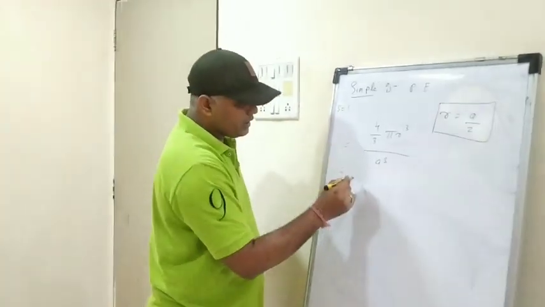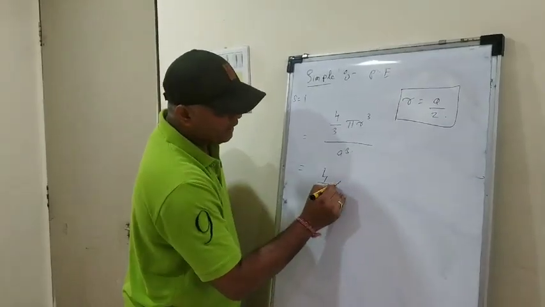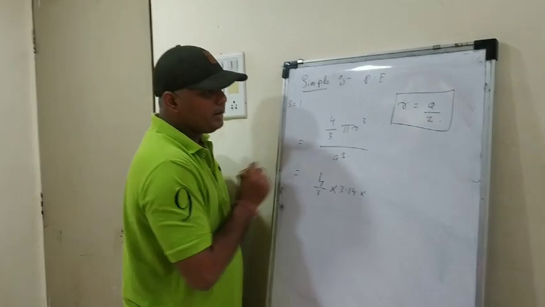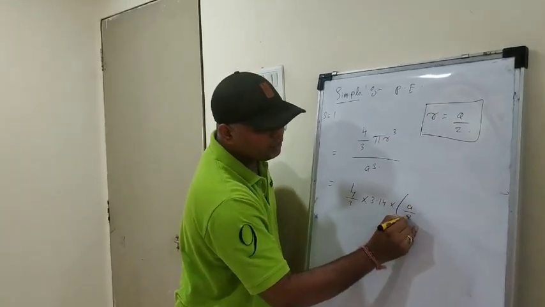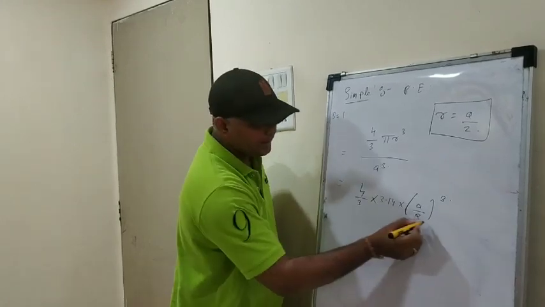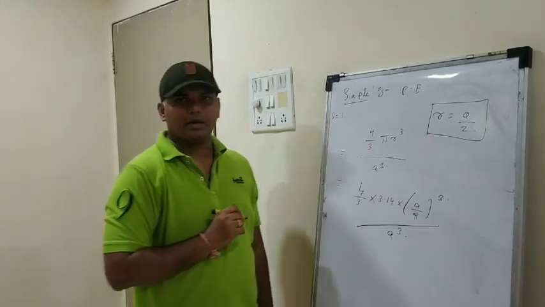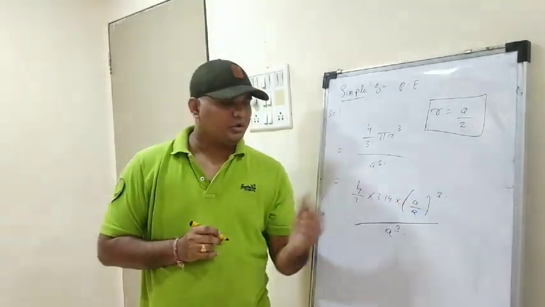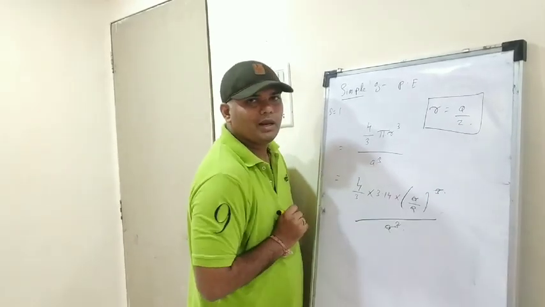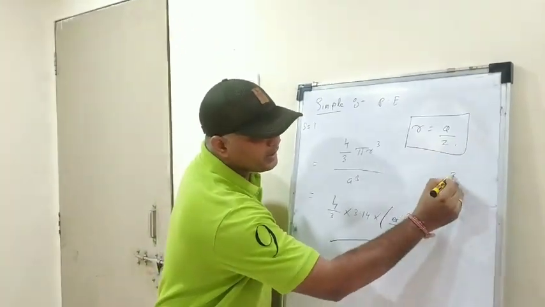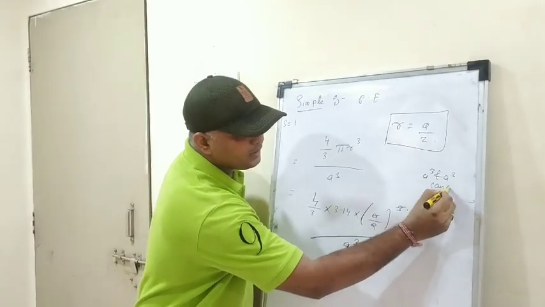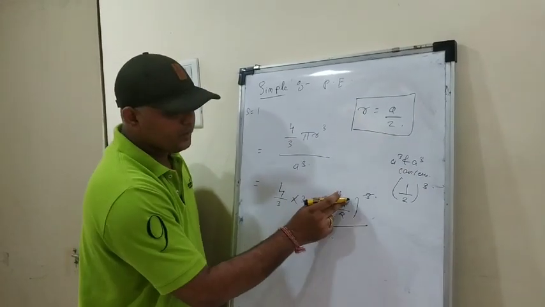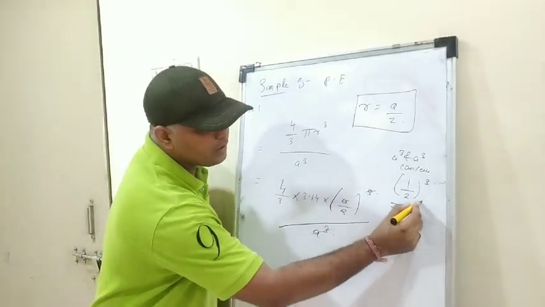So here 4 by 3 into the value of pi, 3.14, into r cube, right? So r cube means what? a by 2 cube divided by a cube, right? Are you understanding it? See, this is the value of r. We have put the value of r, so it becomes a by 2 cube. Now a cube and a cube will get cancelled, right? So it will be 1 by 2 cube, which is equal to 1 by 8, right?